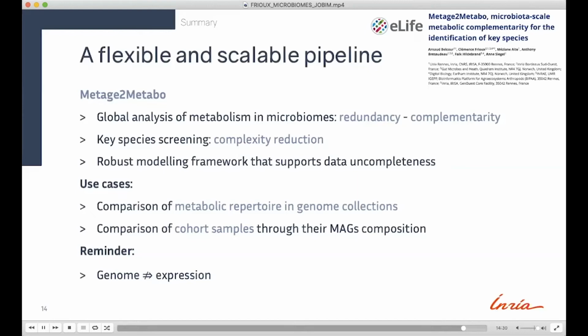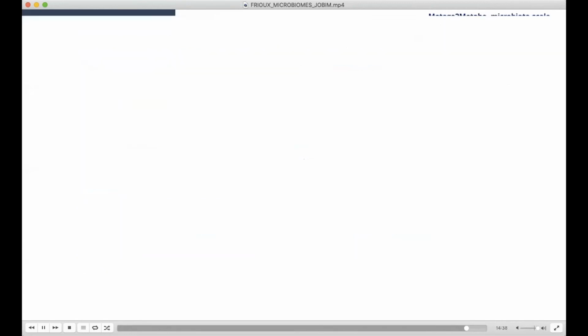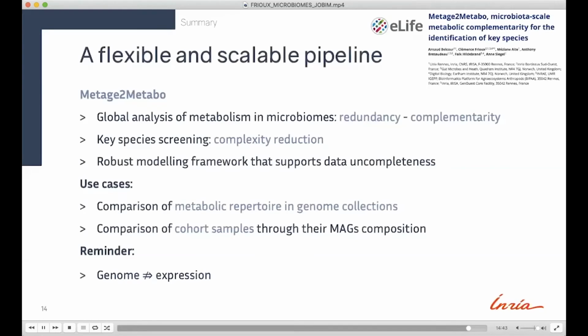In my presentation, I illustrated the use of M2M for genome or MAG collections. However, another use case that is presented in the paper is to build a community by sample in a metagenomic cohort, one sample, one community, and then compare them. So we did it for samples in the MetaHIT dataset. Finally, just to remember that we look at what might be producible, and we would need metatranscriptomics to further refine predictions in the context of each environmental condition.